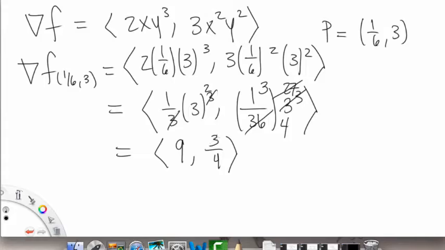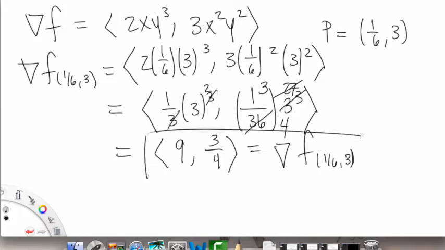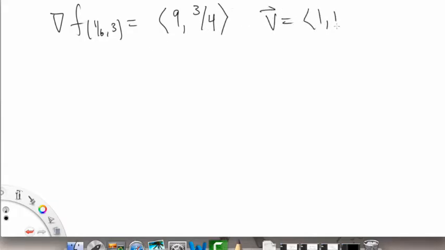Okay, so now we're just going to use that. This is the gradient of f at 1 over 6 comma 3, and then we have the other information, which I will also write on the next slide. All right, so our gradient of f at 1 over 6 comma 3 was 9 comma 3 over 4. The other pieces of information we had were that v was given as 1, 1, and the magnitude of v that we found is square root of 2.